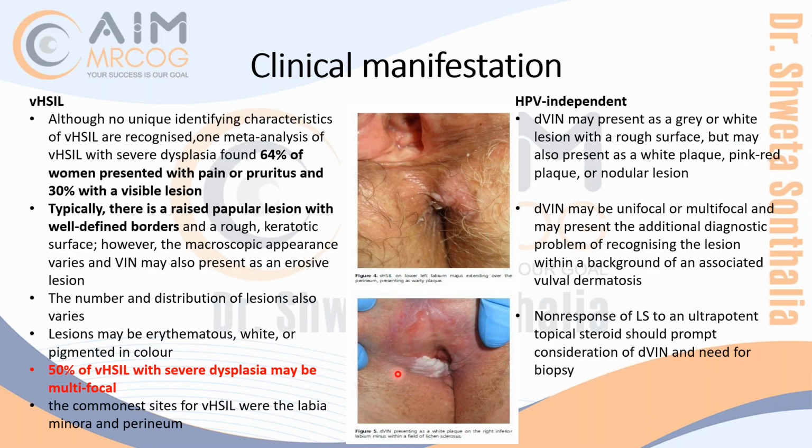So it may present as a gray or white lesion with a rough surface, may present as a white plaque, or a pink, red, or nodular lesion. Nodular is also very significant for cancerous lesions. So nodular means you should always think about VIN or cancer. It may be unifocal or multifocal, but multifocal is more of the HPV associated type, and it may present with an additional diagnostic problem because of the background dermatosis. Whenever a lichen sclerosis lesion doesn't respond to steroid, you should always consider differentiated VIN and consider biopsy, because if it is not responding to steroid, you should think more sinister.